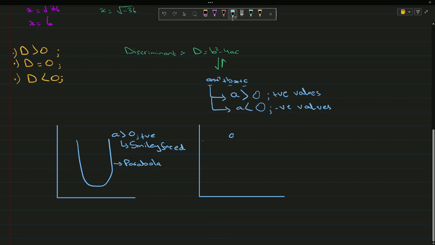If it would be less than 0, or if the coefficient of x square would be negative, then it would be a sad faced graph, a sad faced curve. Now, what would be its shape? Its shape would be like this.